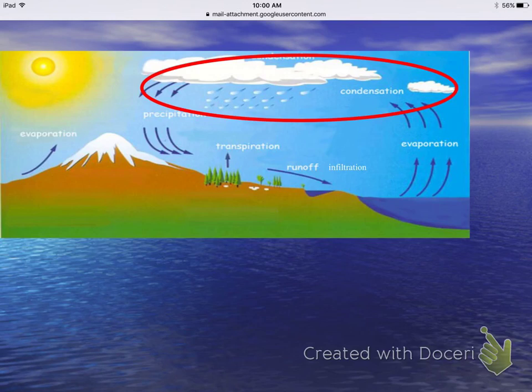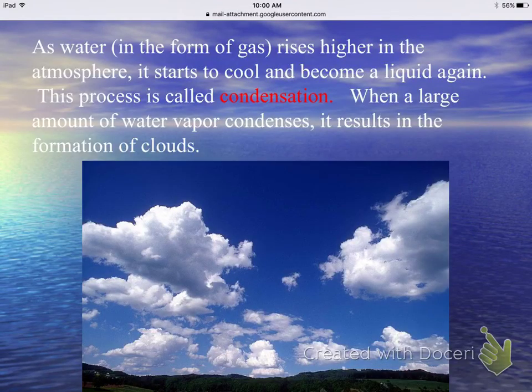The next stage of the water cycle is condensation. You can see in the circled diagram that this is going to be your stage after evaporation, and it's where the water vapor ends up forming clouds. So as the water in the form of a gas rises higher in the atmosphere from evaporation, you know that the higher up you get in the atmosphere, it starts to get colder. So this gas that was heated up now starts to cool down and becomes a liquid again. This is called condensation. So whenever a large amount of water vapor ends up condensing, it's going to result in the formation of clouds.